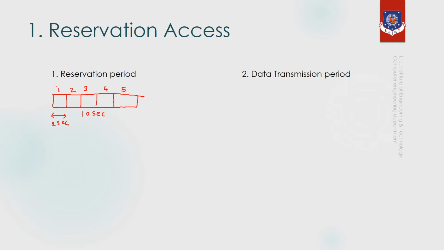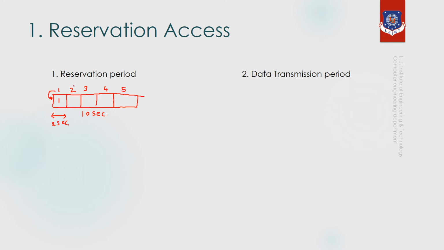So suppose device 1 wants to send data. So to send data, device 1 must make a reservation in its respective slot only. But the question is how to make a reservation. So to make a reservation, device has to send 1 in the respective slot. So if device 1 is sending 1 in its respective slot, all the remaining devices will understand that this device wants to send data.